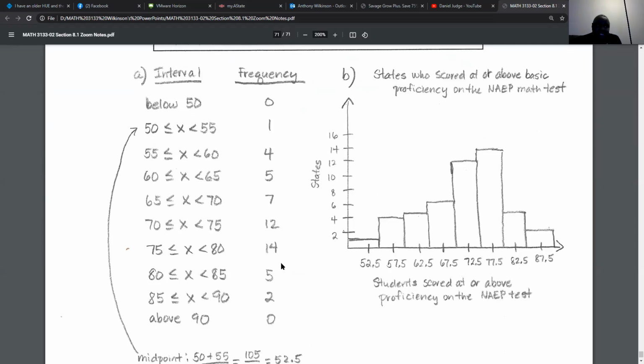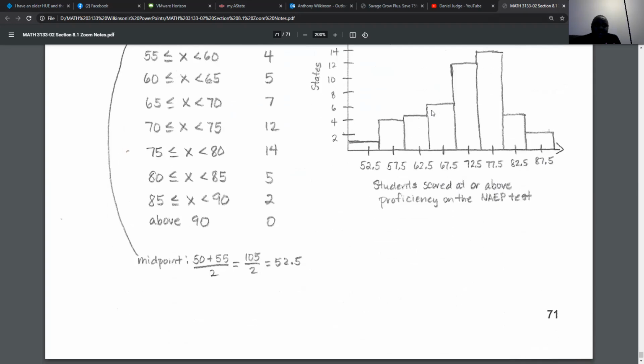So that's what the frequency table looks like. You just have to count how many data values are in that original data set that is within each one of those intervals. So this is the entire frequency table here. Then part B is to come up with your histogram, which is what they want.